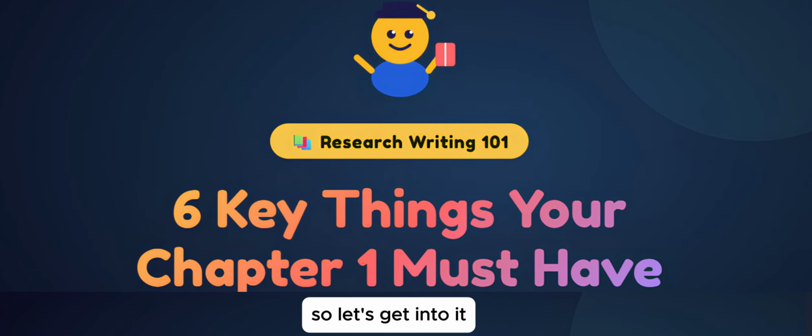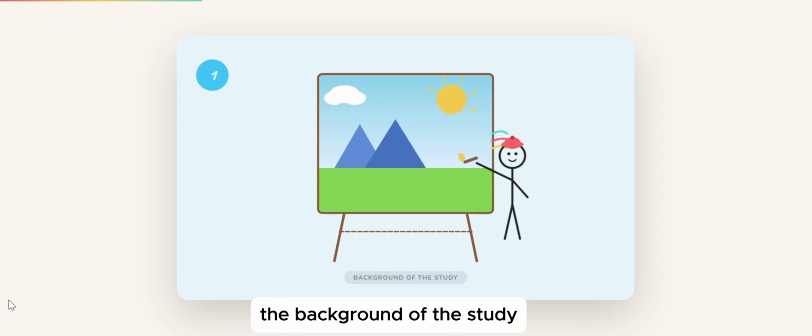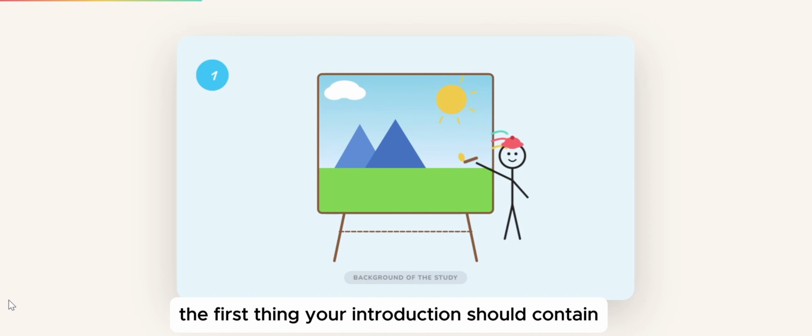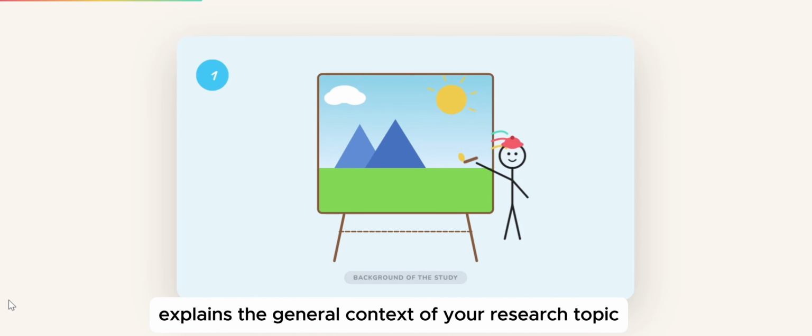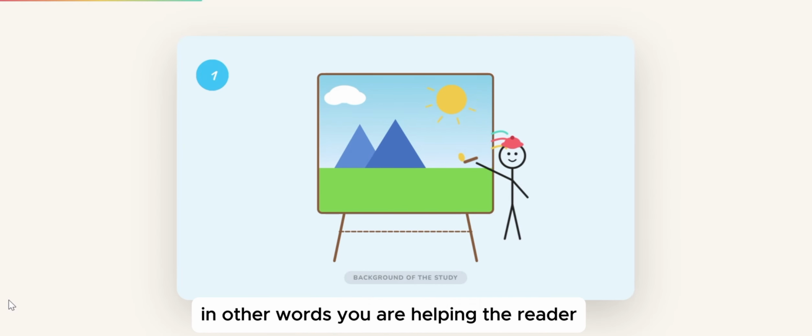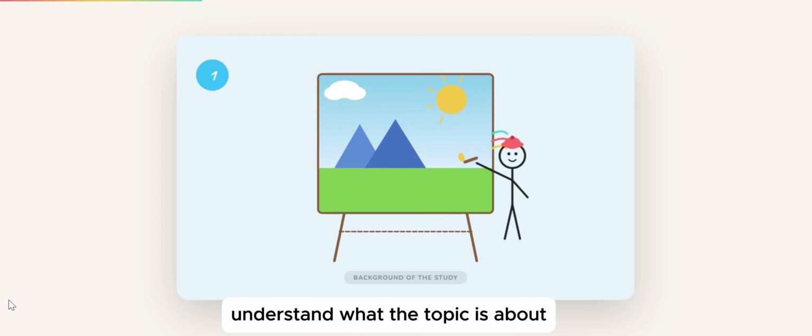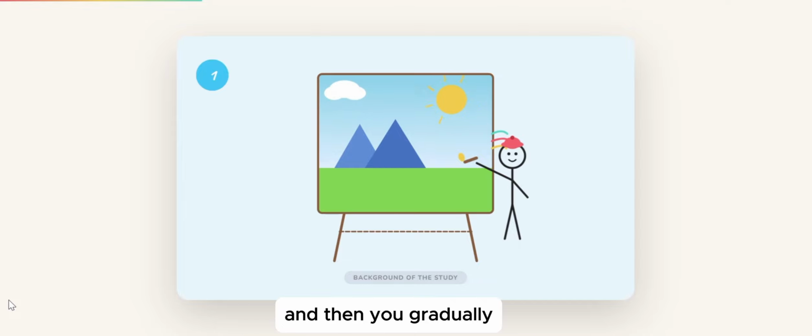So let's get into it. The background of the study. The first thing your introduction should contain is the background of the study. This section explains the general context of your research topic. In other words, you are helping the reader understand what the topic is about and why it is important to your study. Here, you usually begin broadly by discussing the general issue, and then you gradually narrow it down to a specific area that your research will focus on.